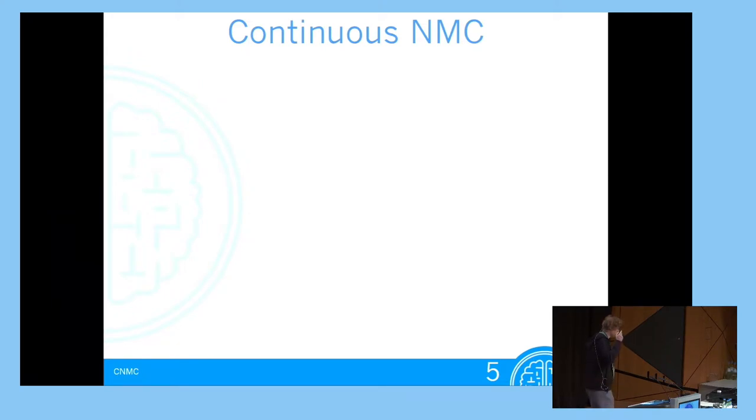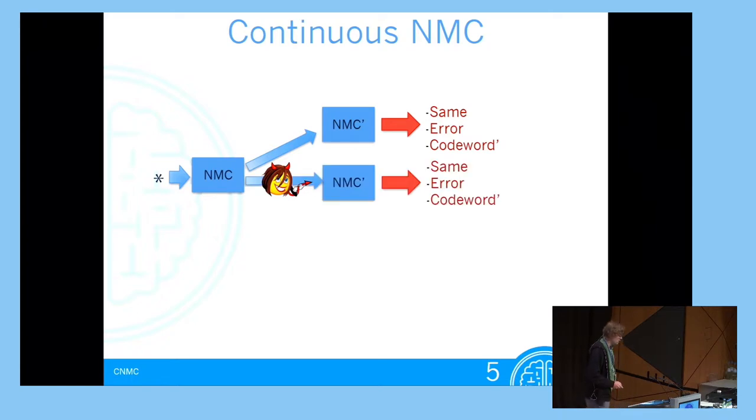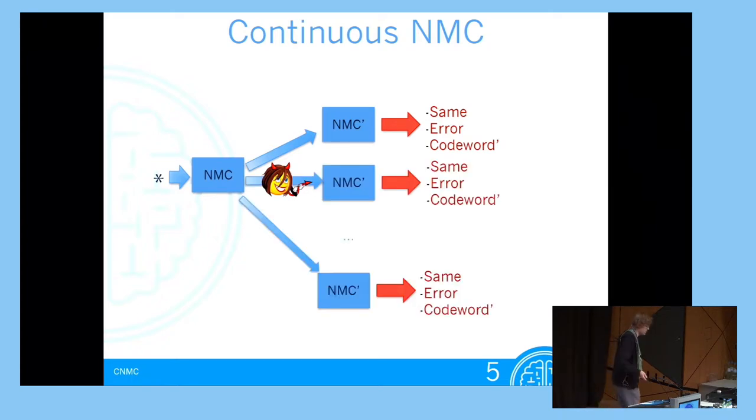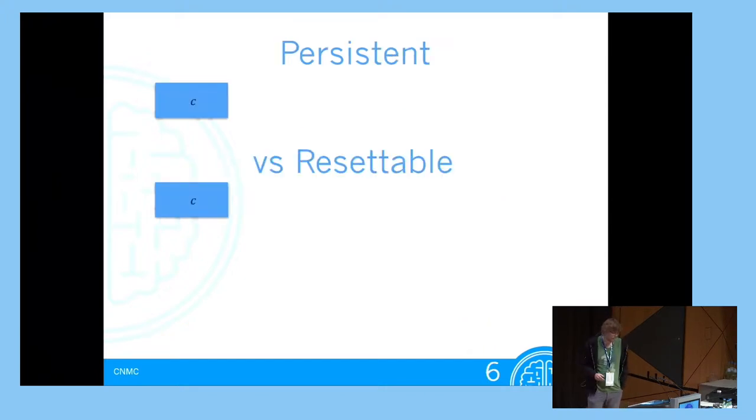Okay, so this thing has a continuous variant, which is quite similar. It looks very much the same. We get the message, adversary tampers, he gets one of three outputs, and then he gets to tamper again, and again, and again, and again. And he can continue tampering as long as he's not getting error. Once he tampers to a not valid code word, that's the end of the game, he has to make his guess. There are two notions that are important in the context of continuous NMCs. One notion is persistent, the other one is resettable or not persistent.